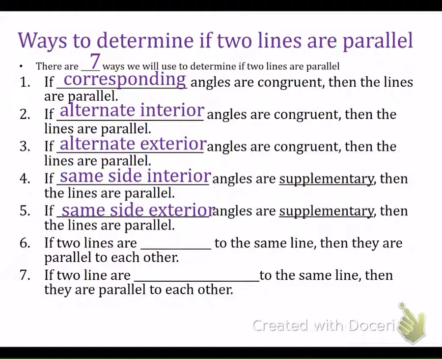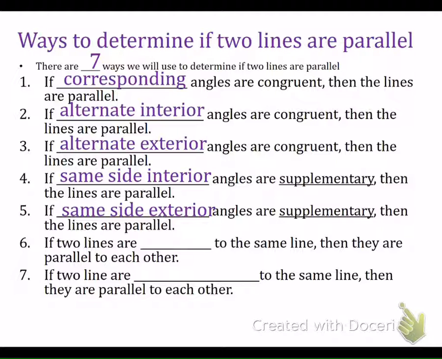Same side exterior, I'm not sure why it got left out. Like, it appears every now and then, but not as much as the rest of them. I don't know if whoever discovered it got in a fight with everyone else. They threw him out of the club. I don't know. But same side exterior is just, it's there, it happens, it exists, but it's not as common as the other ones.